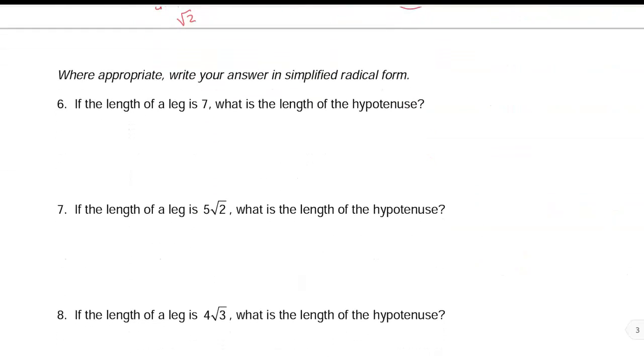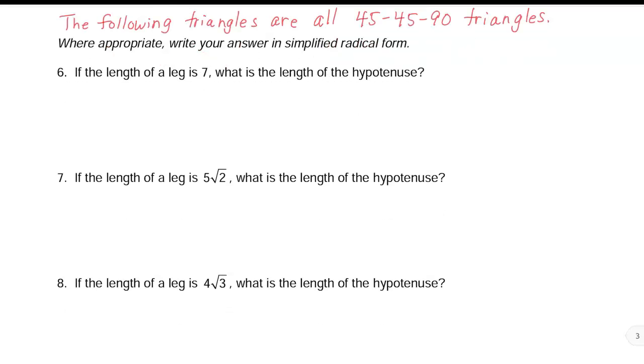The last page is supposed to say the following triangles are all 45, 45, 90 triangles. In number 6, we have a leg that has length 7. So you could draw a picture if you need to. I've got a 45, 45, 90. A leg is 7. What do you do to the leg to get the hypotenuse? You multiply by the square root of 2. So the answer to number 6 is 7 root 2.